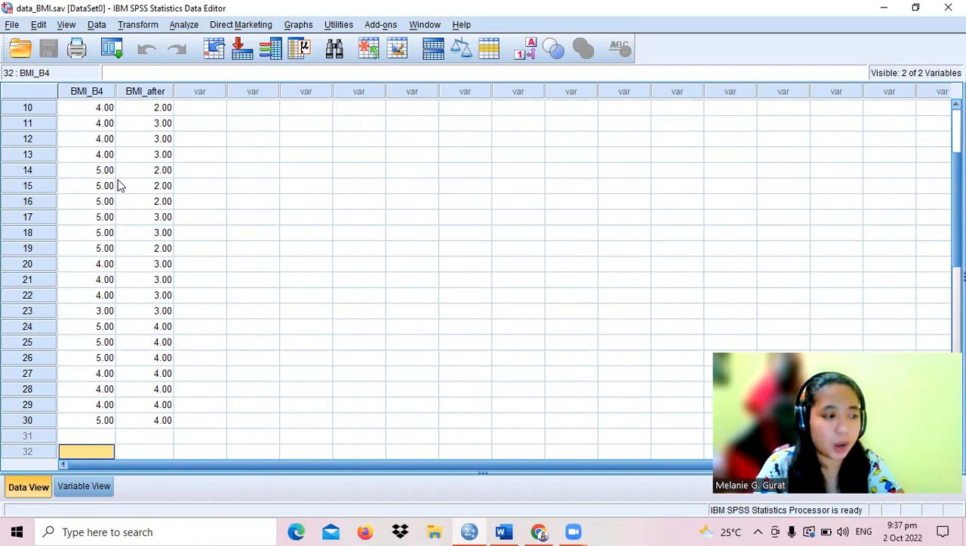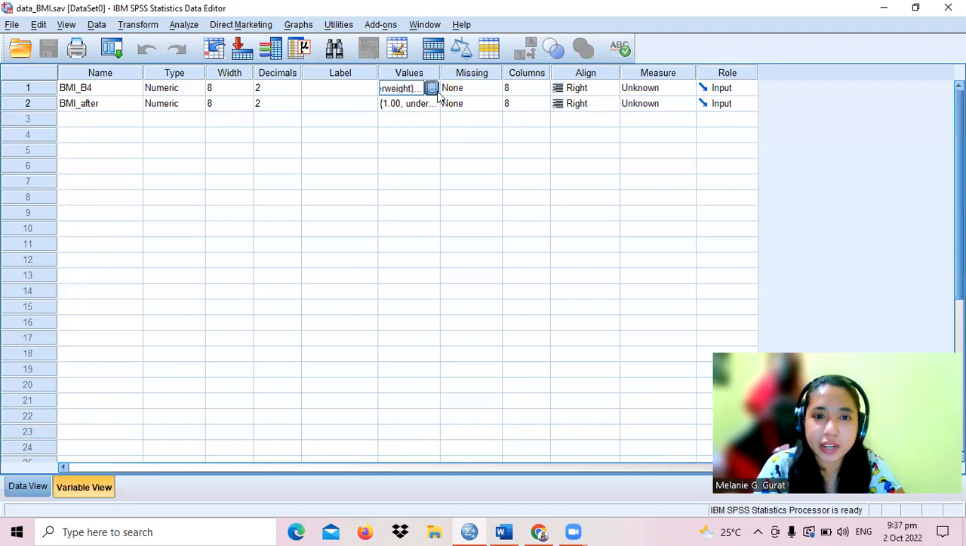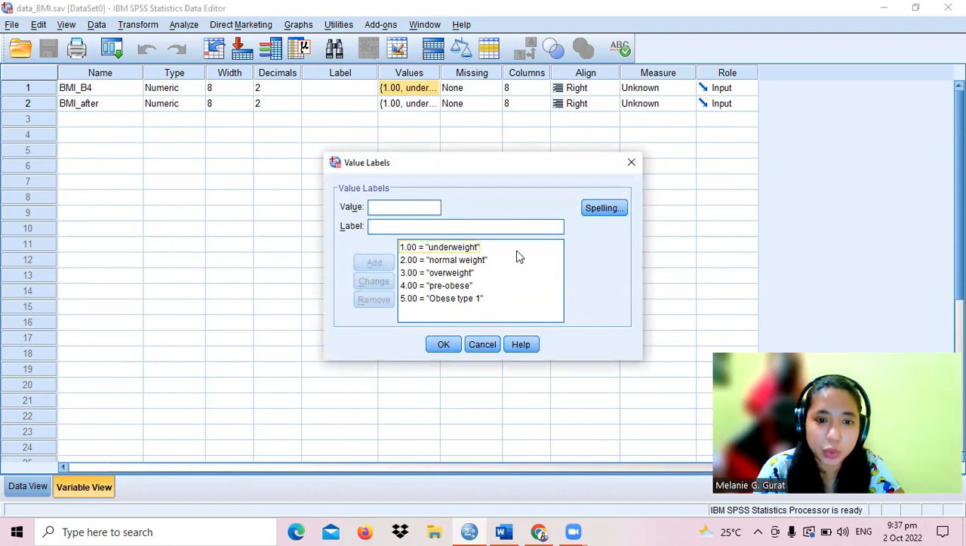The situation here is that they were assessed in terms of their weight and then their height, and then the body mass index was computed to determine their BMI classification. Afterwards, the same procedure was conducted, and we are going to see how effective the diet plan program given to the employees is. In the values, 1 means underweight, 2 means normal weight, 3 means overweight, 4 means pre-obese, 5 means obese type.